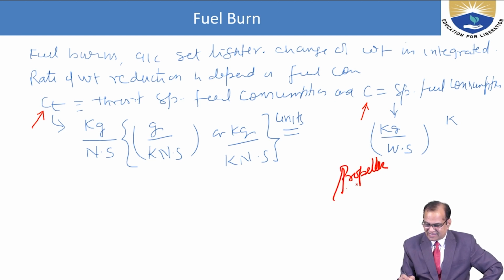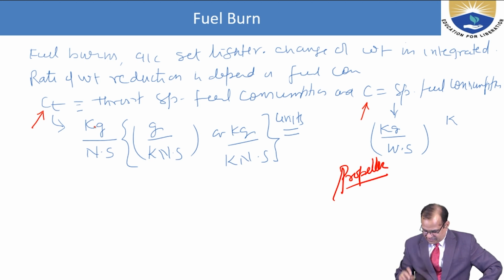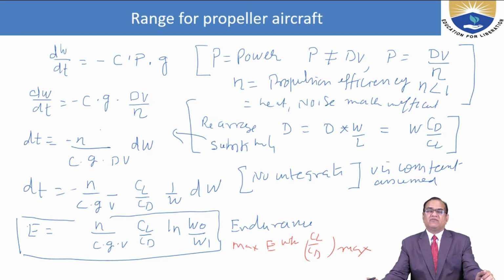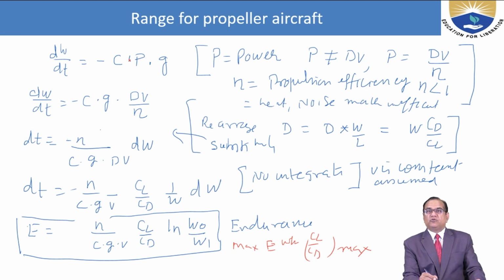We are using the specific fuel consumption, and here we are using the thrust specific fuel consumption. That is, we have to take very much care, because the unit is also different. So you will see here that the rate of change of the fuel weight, that is dW by dt, is equal to minus c into P into g. There we used to have the T. Here we have the power, not the thrust. So for propeller aircraft, we have to use the power.